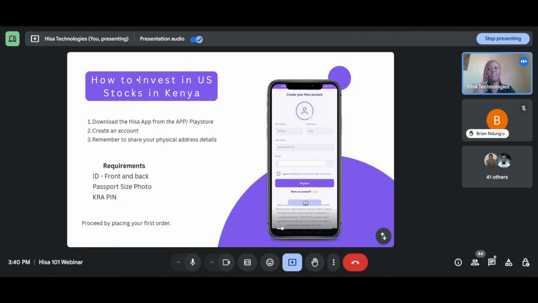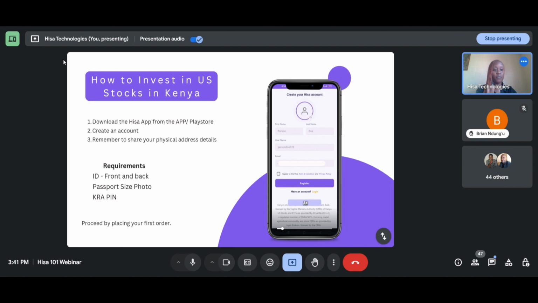All right? Okay. So before we get to how to invest in US stocks in Kenya, as we said, the purpose of this video is to demonstrate how you can invest in the US stock market through the Hisa app. Now, the first thing that you need is to get an account on Hisa that is verified. So download the Hisa app. If you have not, you can find a copy of the Hisa app on App Store or Play Store. Then create an account, right? Remember to share your physical details.